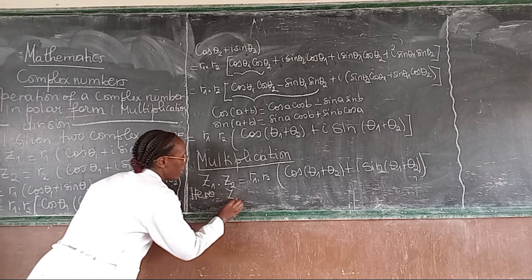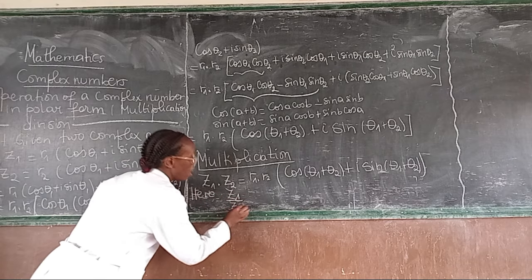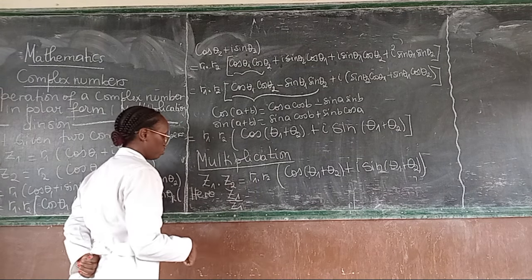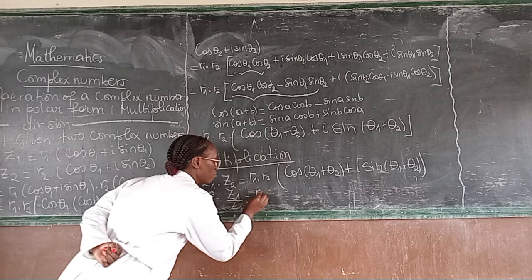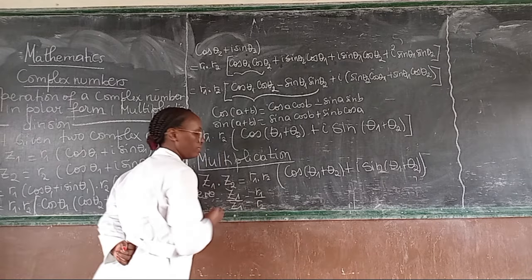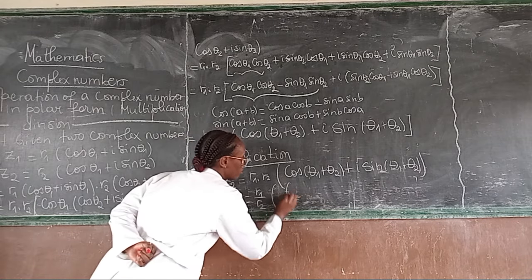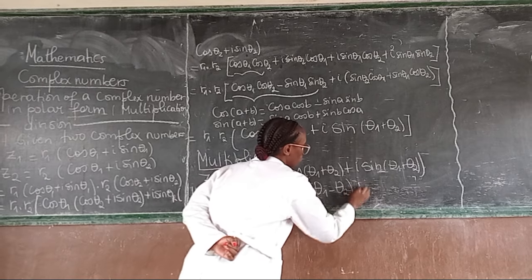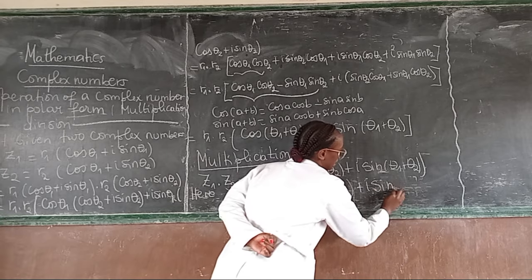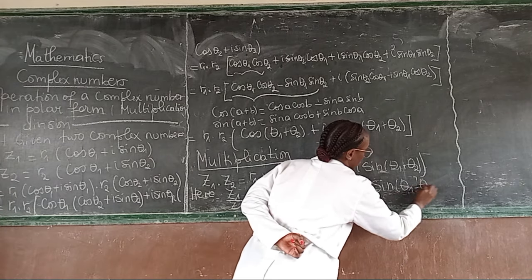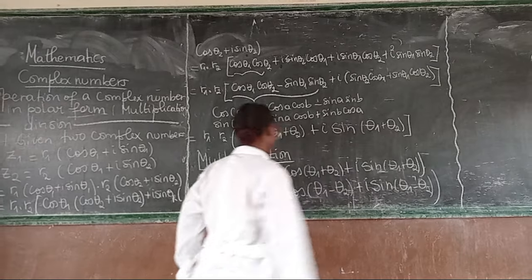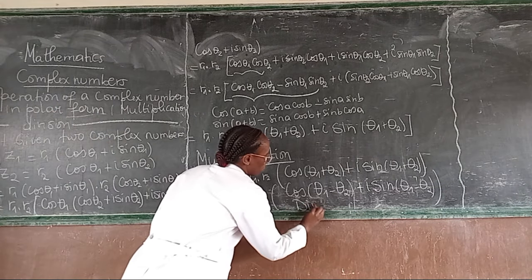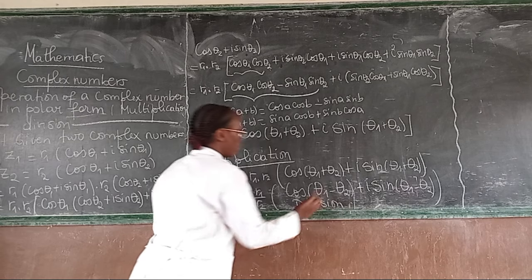Here, when we have z1 over z2, I'm talking about division of complex numbers in polar form. We are not going to demonstrate it. Really shortly, we have r1 over r2, modulus 1 over modulus 2, times cosine of (theta 1 minus theta 2) plus i sine of (theta 1 minus theta 2). So simply, that is the multiplication and the division of complex numbers in polar form.